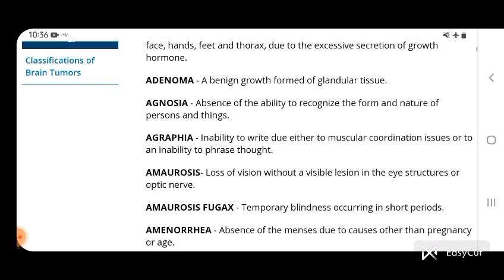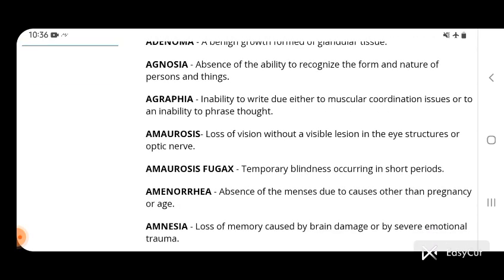Next is amaurosis. What is amaurosis? Loss of vision without a visible lesion in the eye structure or the optic nerve. Next is amaurosis fugax. It is a temporary blindness that occurs for a short period of time. Next is amenorrhea. Amenorrhea is the absence of menses due to causes other than pregnancy or age.